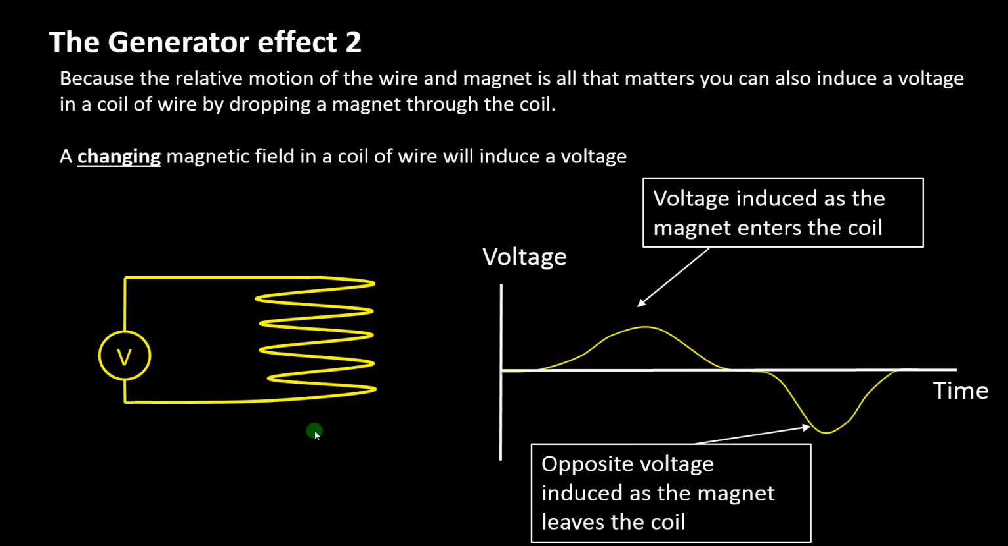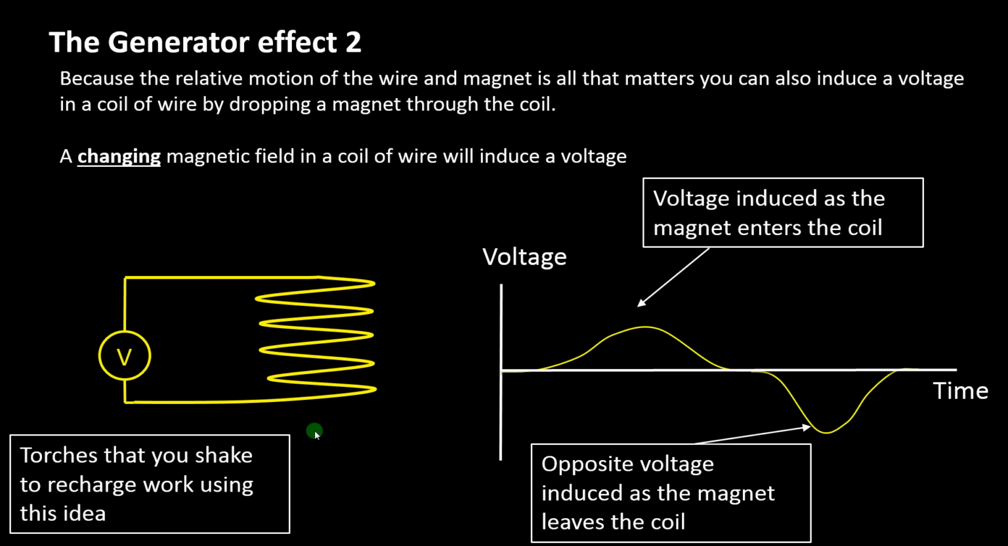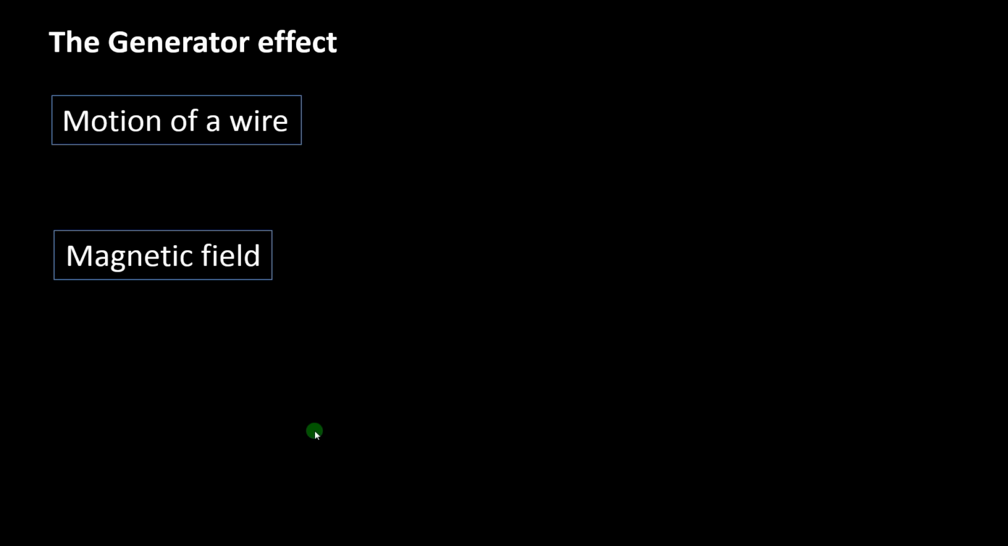Okay, so those are our two ways of thinking about inducing a voltage in a coil of wire. And by the way, this approach, this magnet falling through the coil thing, is exactly the same thing as you get when you get those torches that you have to shake to recharge. You're inducing a voltage in a coil, and the thing that's wobbling up and down the torch is a little magnet.